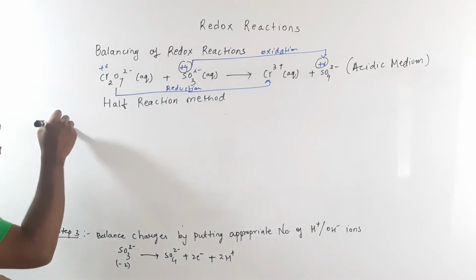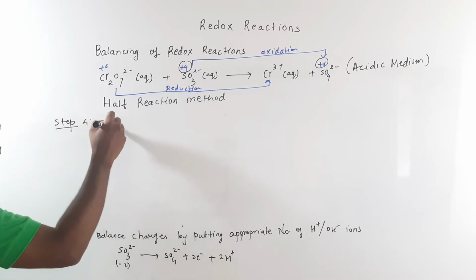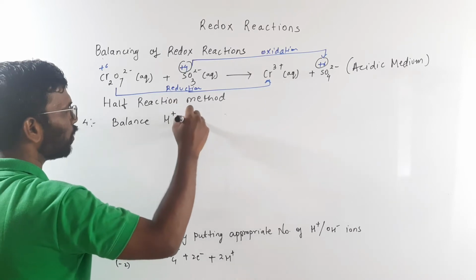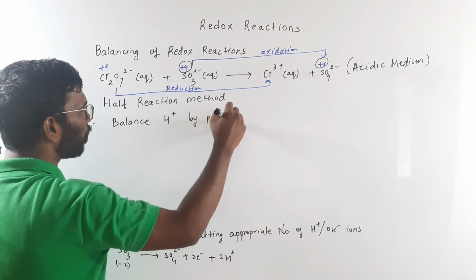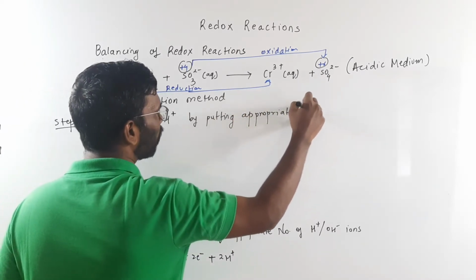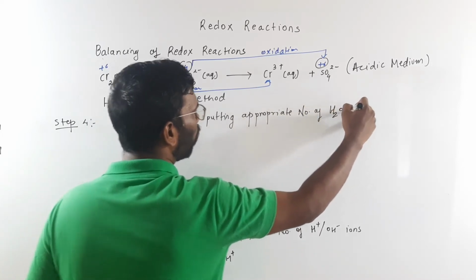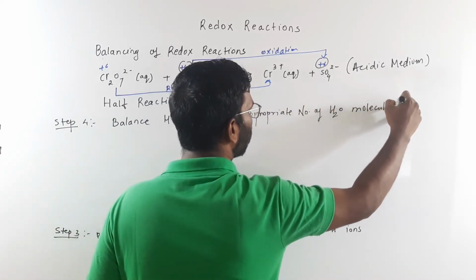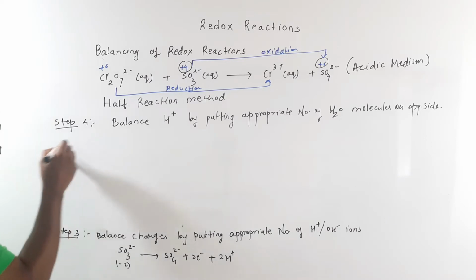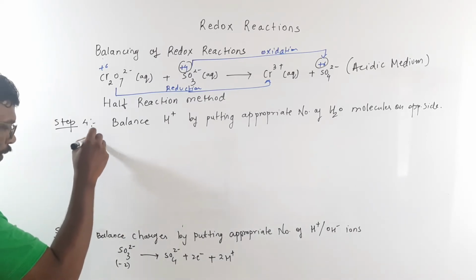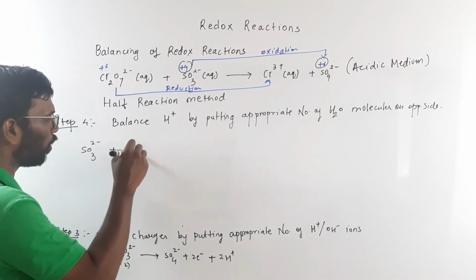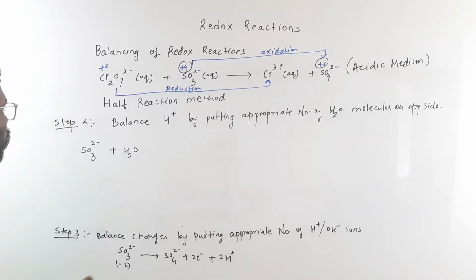Step 4, balance hydrogen, that is H plus, by putting an appropriate number of water molecules on the opposite side. So step 4 is how many water molecules you are going to put. Since you have added 2 hydrogens, you have to just put one water molecule, H2O. One water molecule is what you have to put.